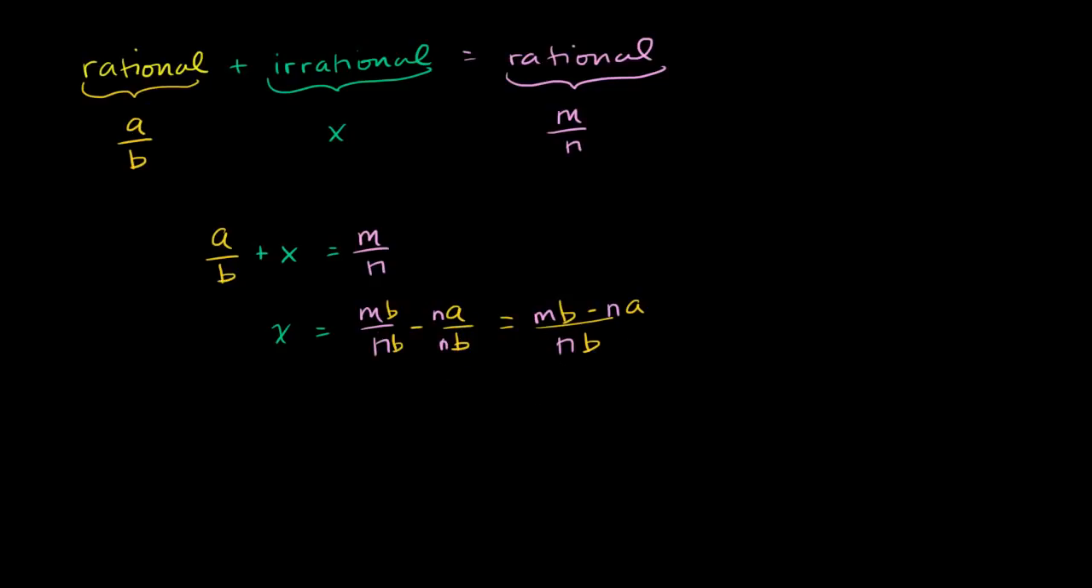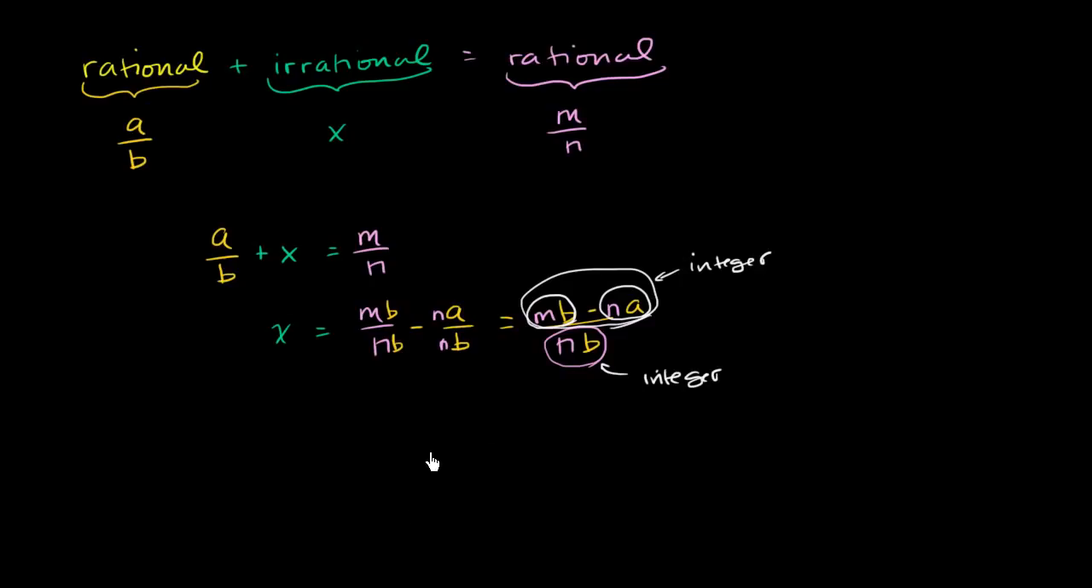So this denominator is clearly an integer. I have the product of two integers. That's going to be an integer. And then this numerator, mb is an integer, and na is an integer. The difference of two integers, this whole thing is going to be an integer.